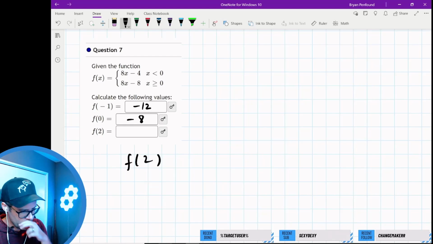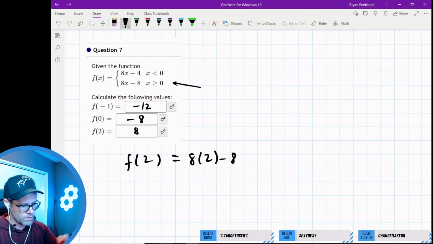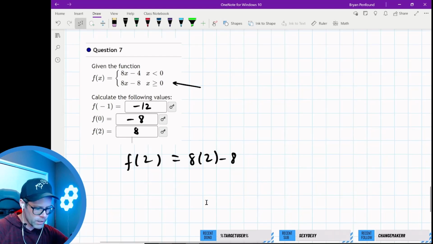And then finally, we should be using, I think, the same piece here to evaluate f at 2. So that's going to be 8 times 2 minus 8. So 16 take away 8. That'll give us 8. So that should clear up section 1.1.